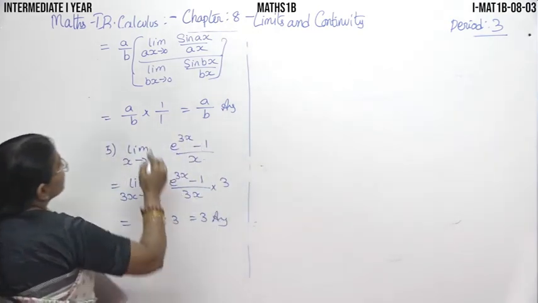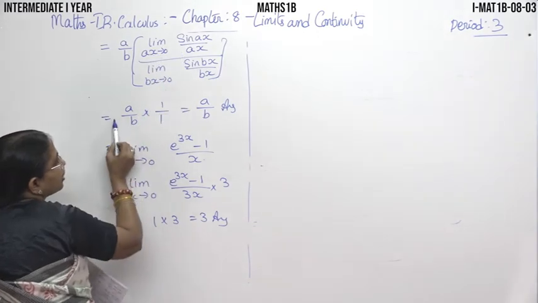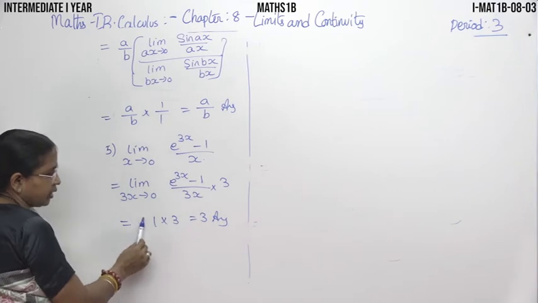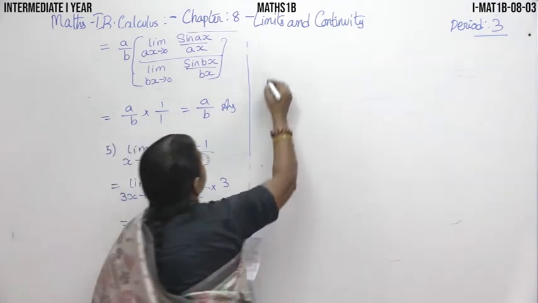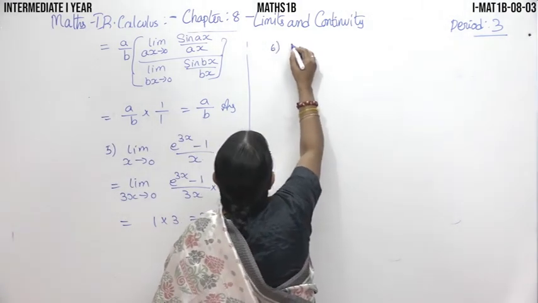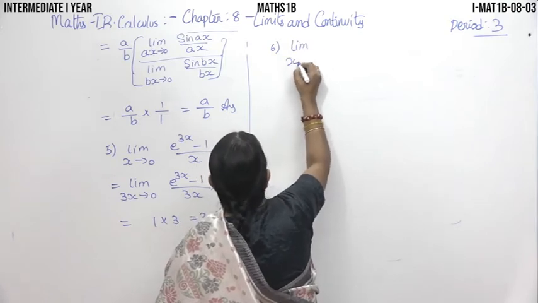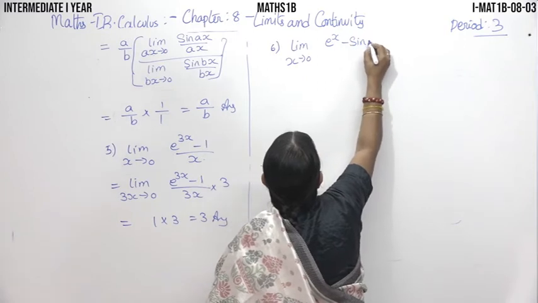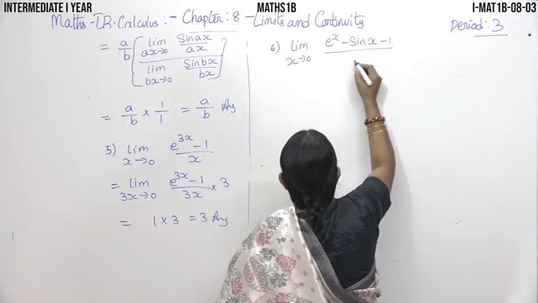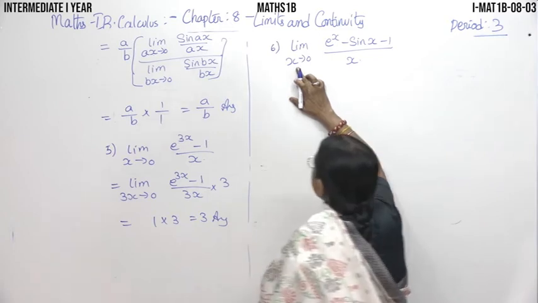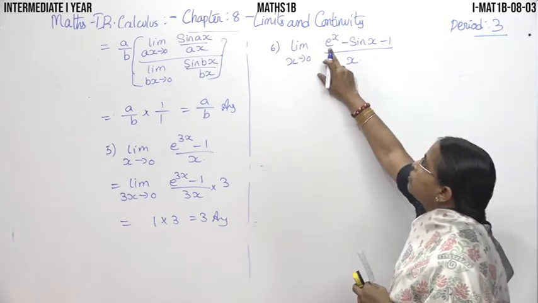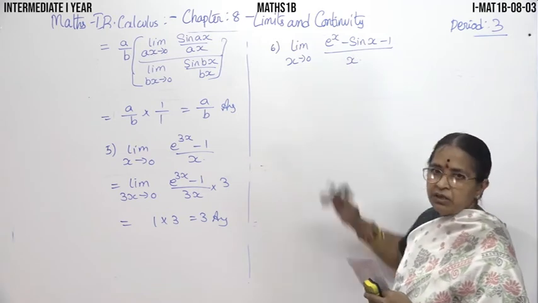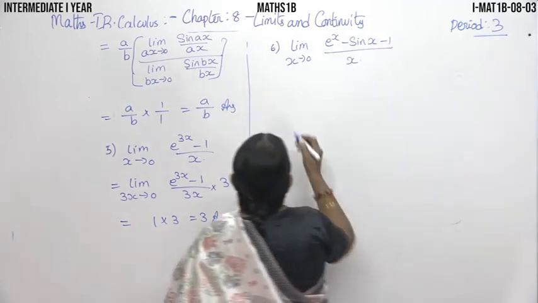So as I said, once you are substituting the limits, you should not write limit. Here I am substituting the standard limit, so I should not write lim like that. Okay, next, 6th problem. This is again very important. Limit x tending to 0 of e power x minus sin x minus 1 by x. Again, when you substitute 0, it is e power 0, 1 minus 1, 0 and sin 0 is 0, 0 by 0 form.